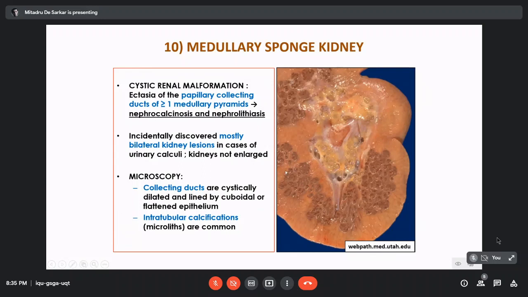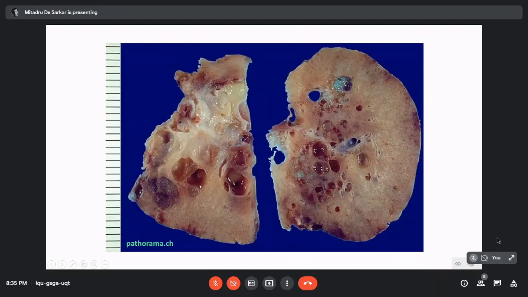The most important change is seen in the region of the collecting ducts, where you have a cystic dilatation of these collecting ducts within the region of the pyramids, and the lining is again cuboidal or flattened epithelium, and you get calcifications within these dilated, elongated collecting ducts. For example, if you see this particular kidney, these cystic structures are again mostly localized towards the region of the medulla, although there is a bit of corticomedullary presentation as well. So there could be a little bit of overlap with entities like ADPKD etc. that we have talked about.